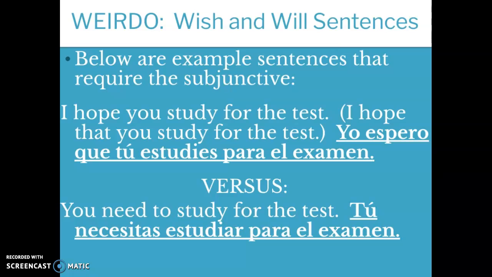Versus the present tense example, you need to study for the test. One subject, it's you, and it's telling you that you need to do something.